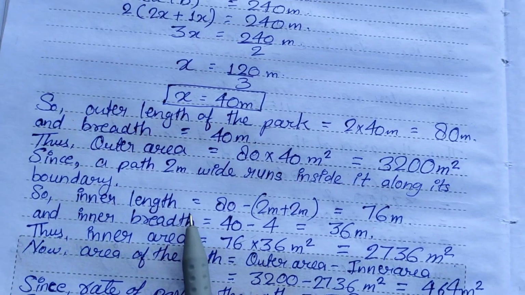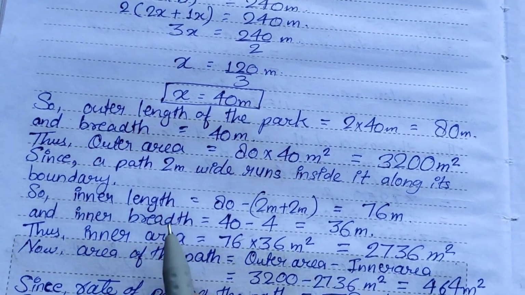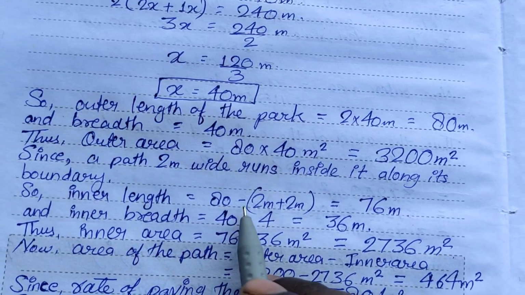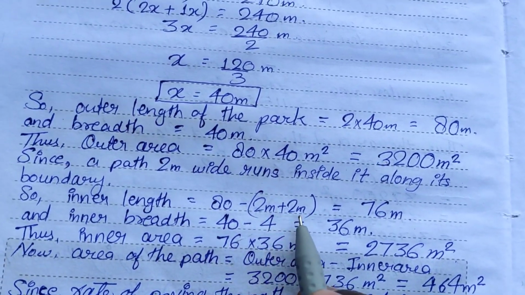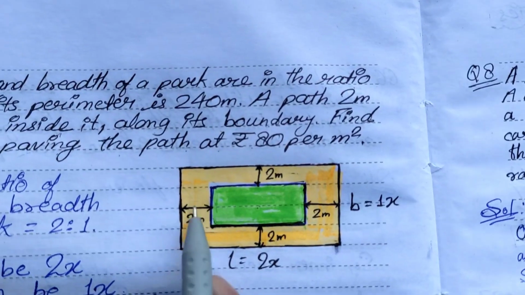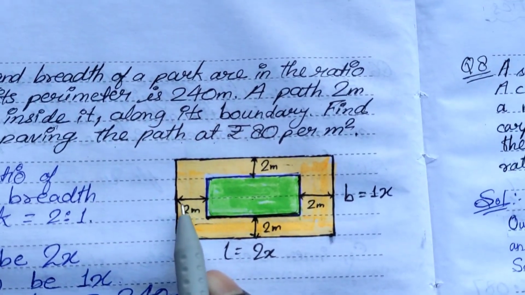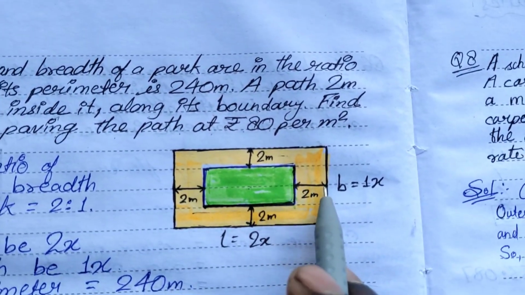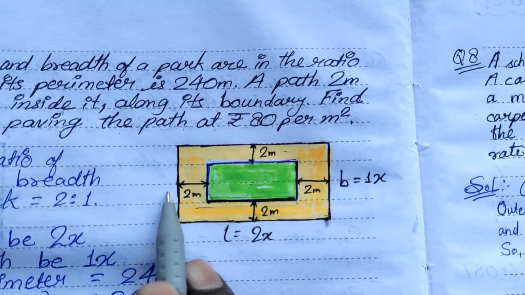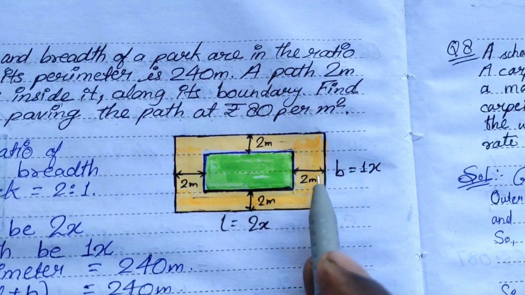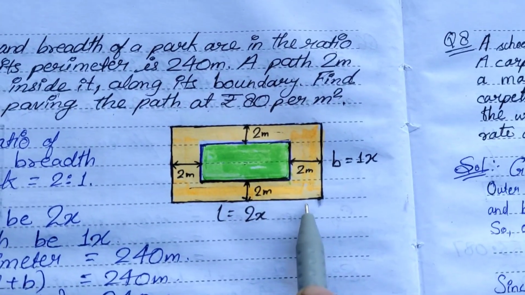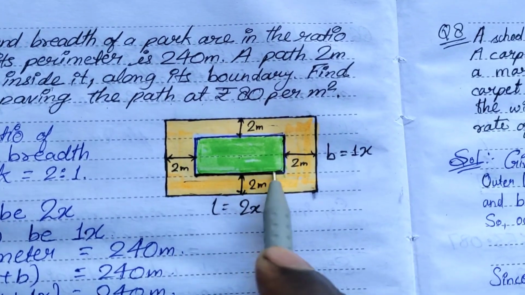we have to find the inner length and inner breadth also. So the inner length goes like 80 minus 2 meter minus 2 meter. Why? Because 2 meter runs on the left side and 2 meter on the right side. So we have to subtract this 2 meter from the left side and 2 meter from the right side. So in total we have to subtract 4 meter from this total length to find the inner length.